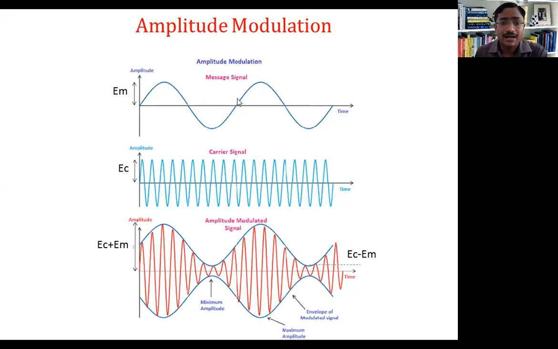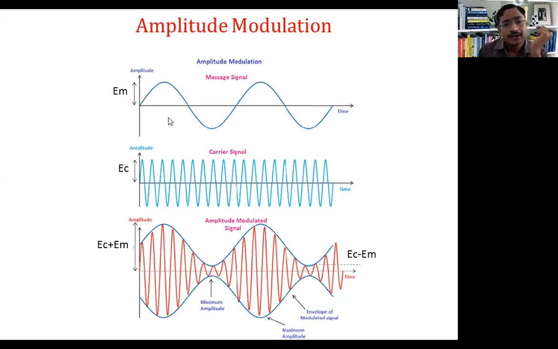This is a sinusoidal wave, the information signal, EM. Now the amplitude of the wave changes continuously with time. This is a low frequency signal. And then we have a carrier. This EM is nothing but the amplitude of the modulating signal. You can call it the message signal, the information signal, or the baseband signal. So baseband signal, modulating signal, information signal, message signal, all are the same thing.